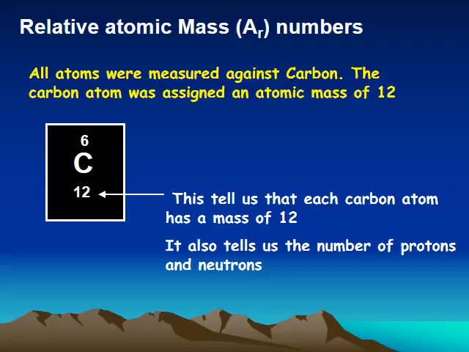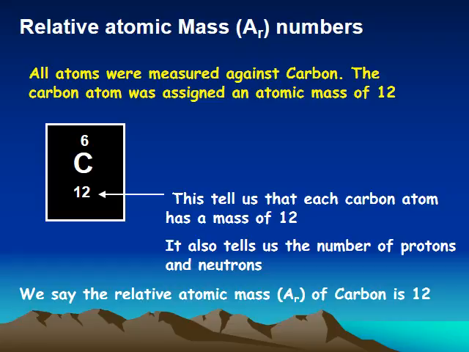It also tells us the number of protons and neutrons: 6 protons and 6 neutrons. We know it's 6 neutrons because 12 minus the proton number gives the number of neutrons, which is 6. So we say that the relative atomic mass of carbon is 12.